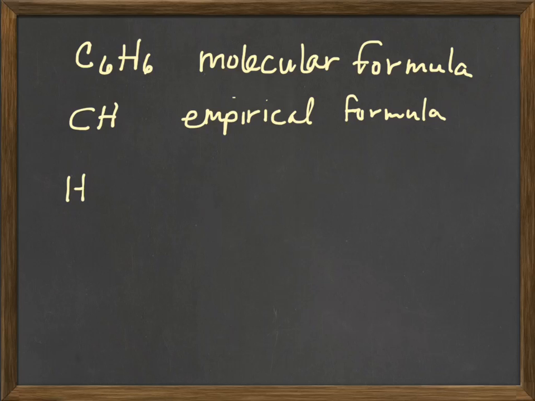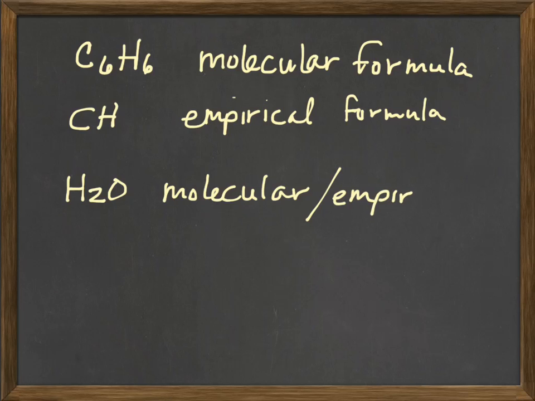Let's look at water. This is the molecular formula for water. Is this the lowest ratio, 2 to 1? It is. It is also the empirical formula. The molecular formula is a whole number multiple of the empirical formula. It's multiplied by 1. Sometimes the empirical formula and the molecular formula are the same, and sometimes they are not.